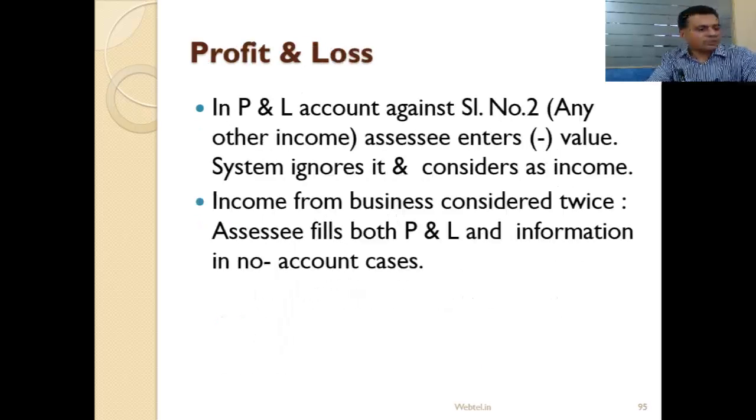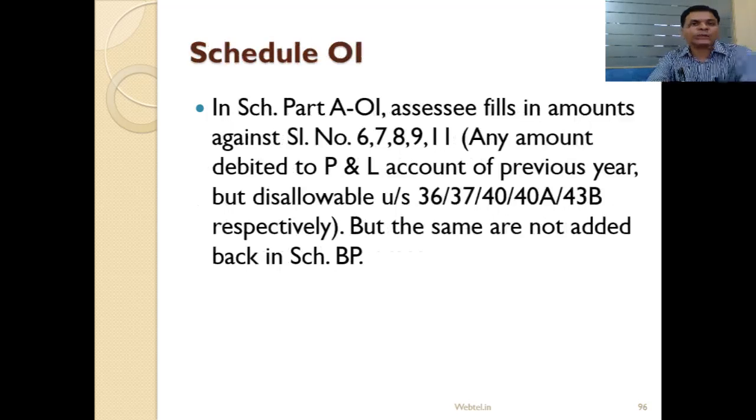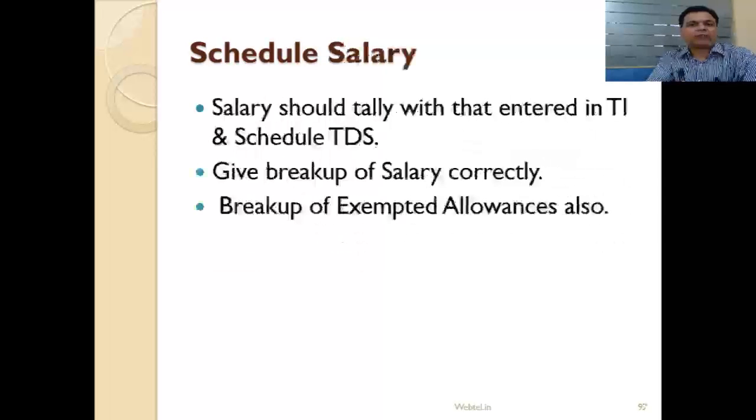Profit and loss account. In the profit and loss account, again serial number 2, any other income, the assessee enters a negative value. Please do not put a negative value. It should be shown in expenses, etc. Because the system will ignore it and consider it as income. Losses are not to be shown here. Income from business is considered twice if the assessee fills both profit and loss and information in no account cases, so don't do that. The important ones we'll take because time is short now.